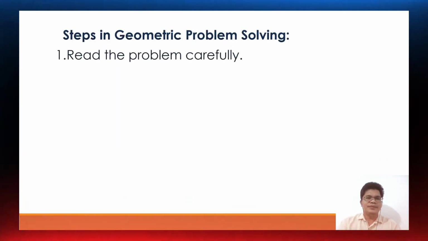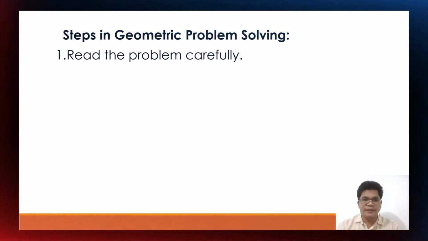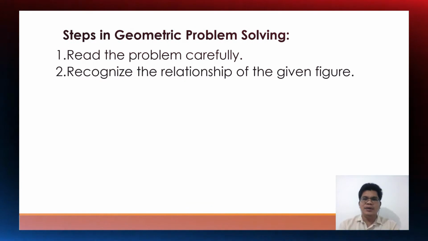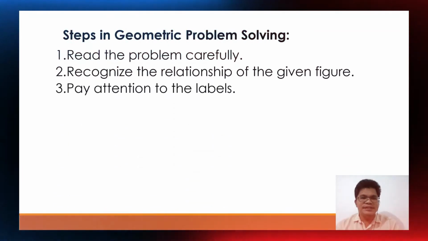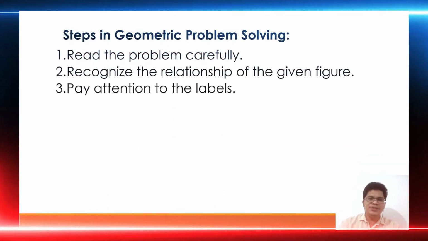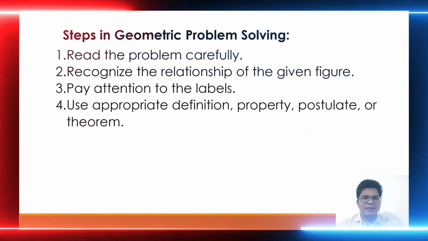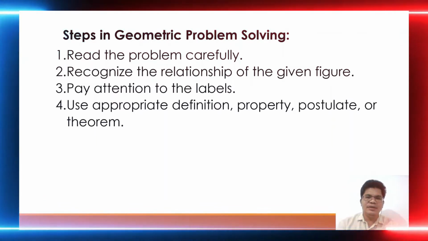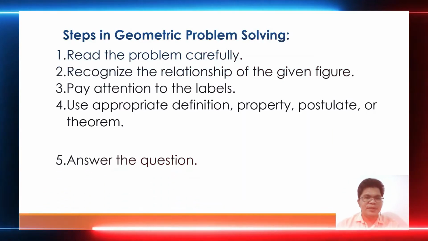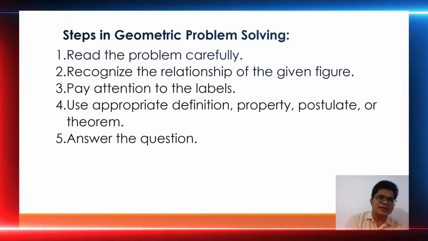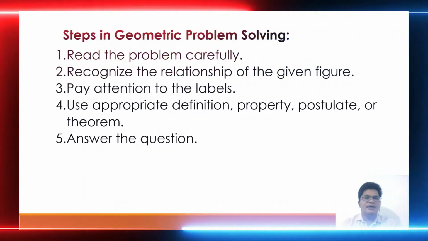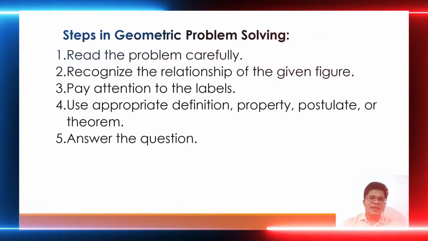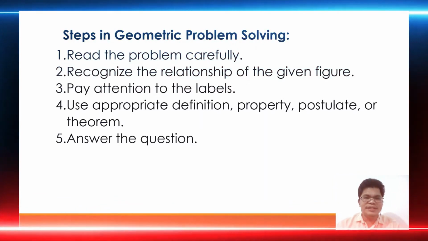Step number 1, read the problem carefully. Step number 2, recognize the relationship of the given figure. Step number 3, pay attention to the labels. Step number 4, use appropriate definition, property, postulate, or theorem. And the last, answer the question. In short, we need to understand the problem. Read it twice, read it thrice, until we understand the problem.